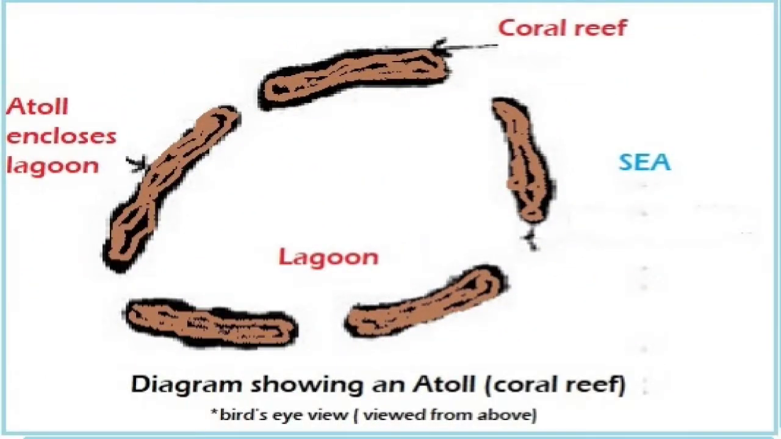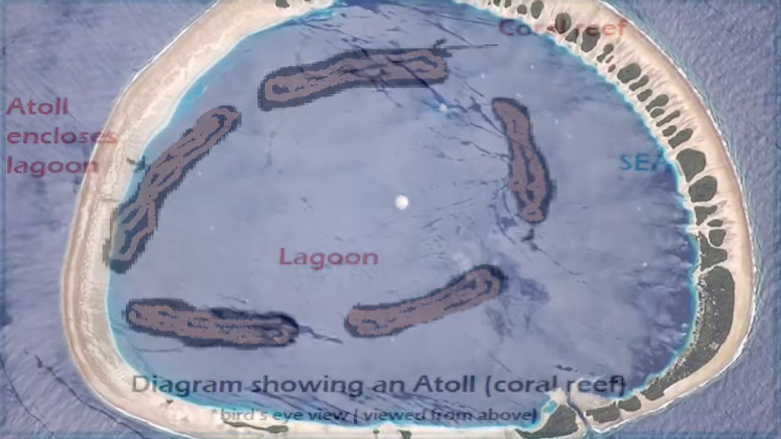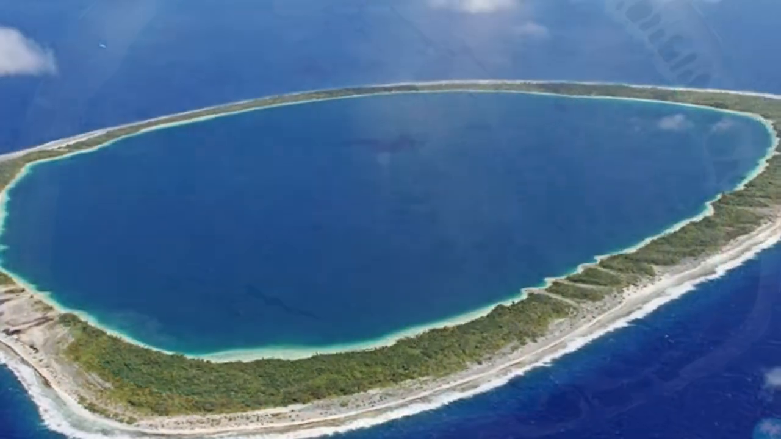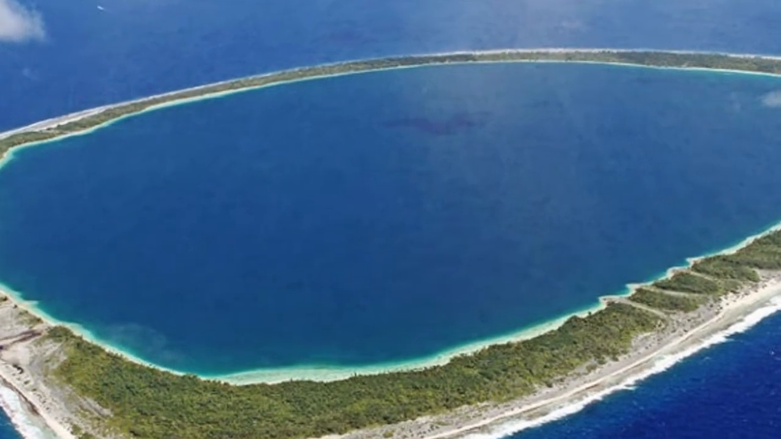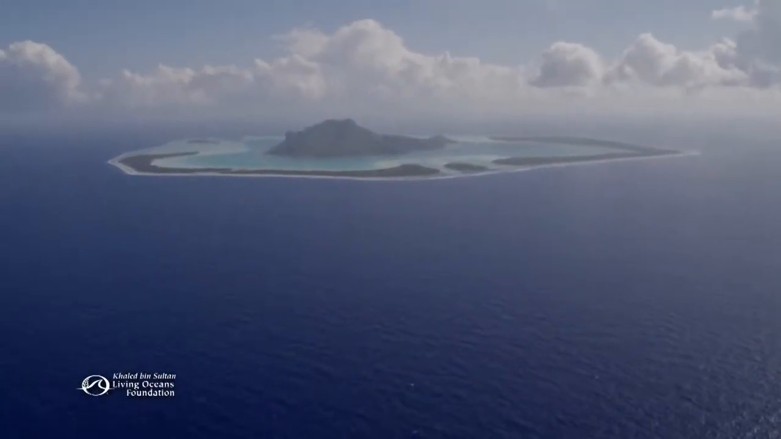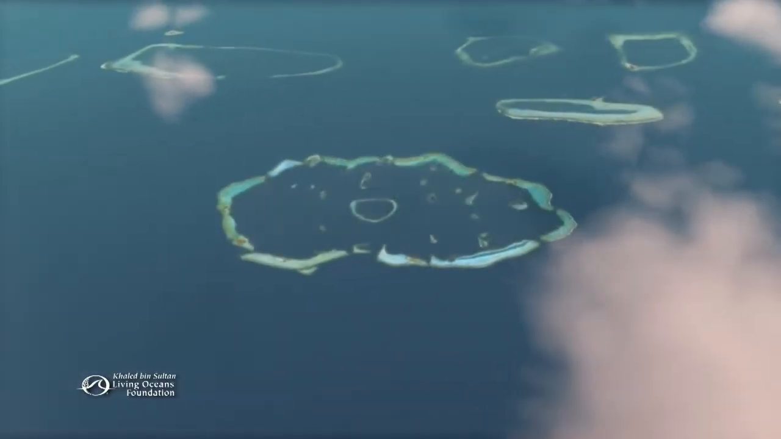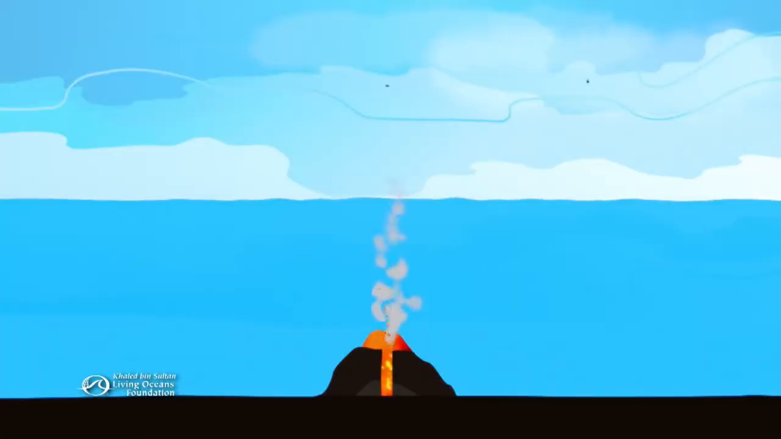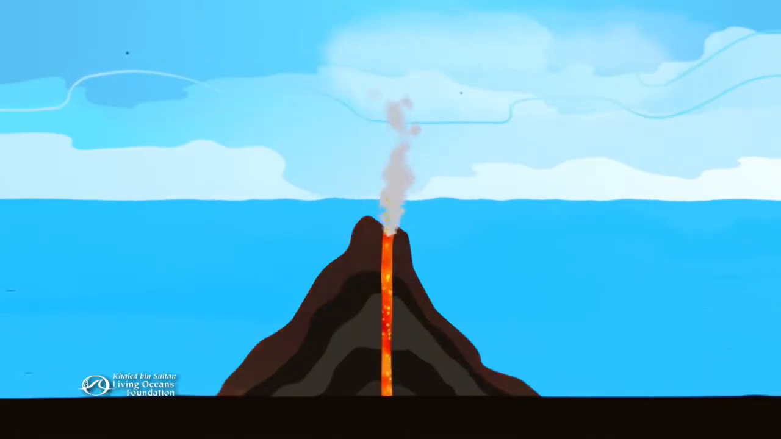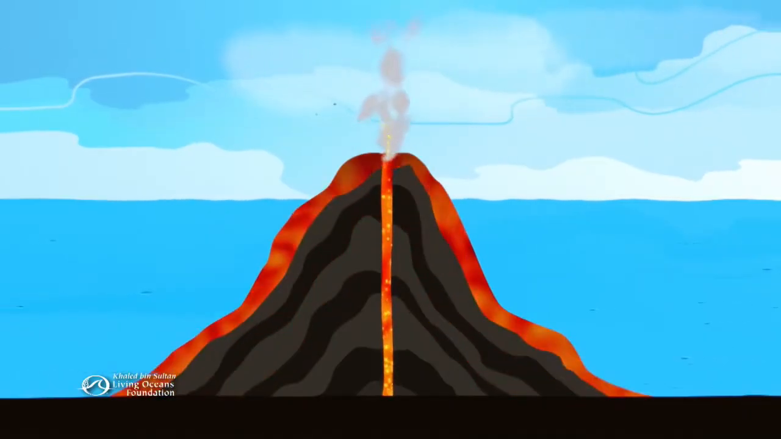Once that central feature disappears over millions of years, then what is left behind is the ring, the offshore ridge of calcium carbonate, and that is known as an atoll. So let me say it again. It's a ring-shaped coral reef that is formed around usually a volcanic island.